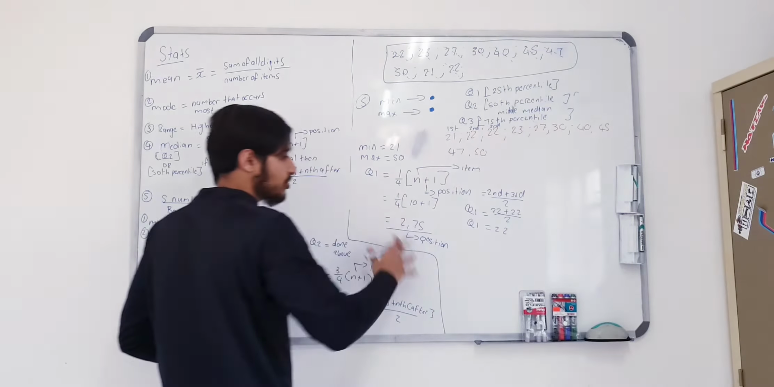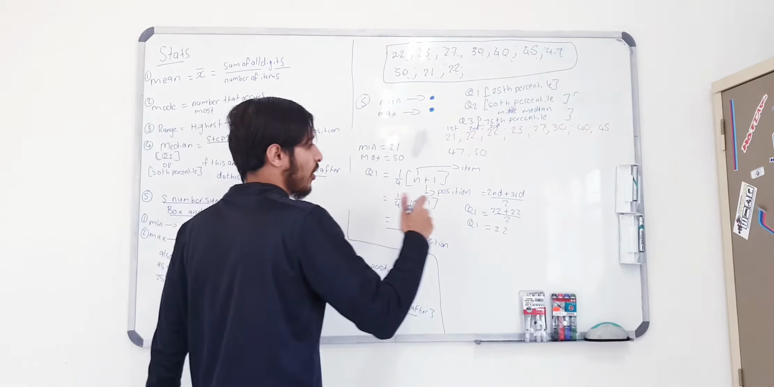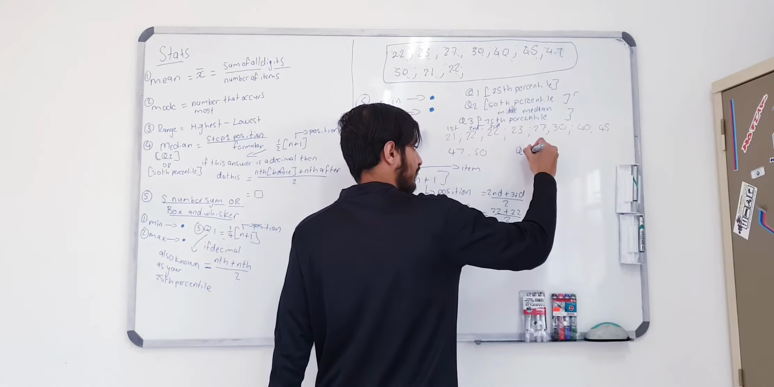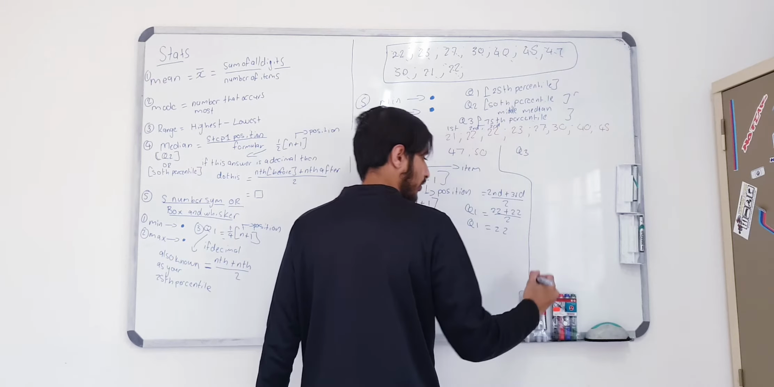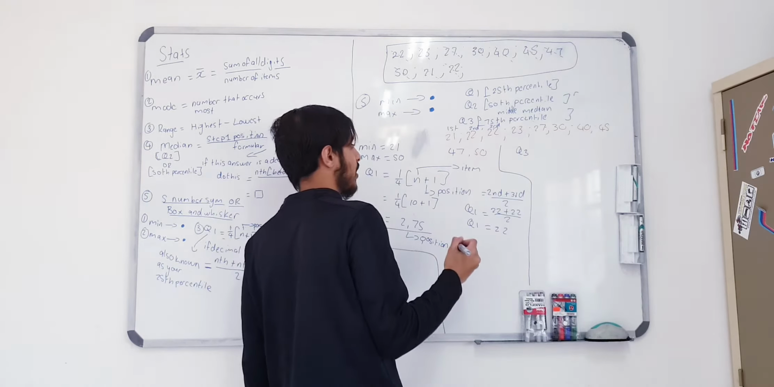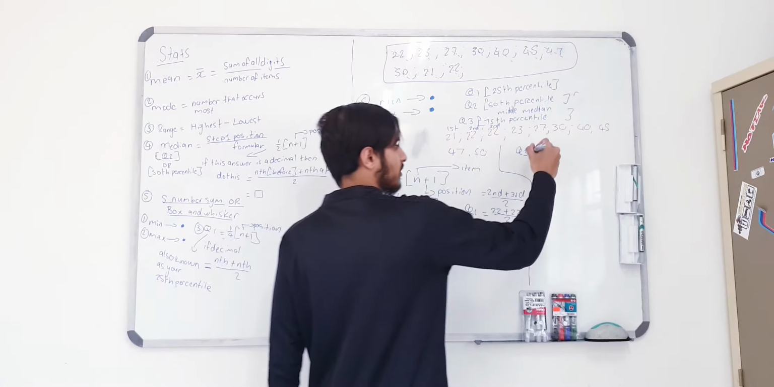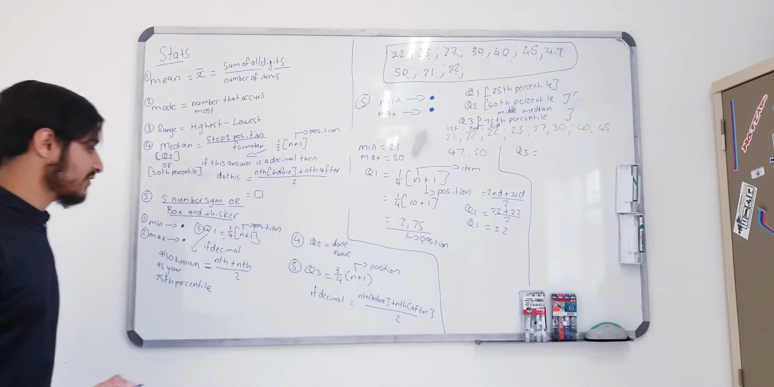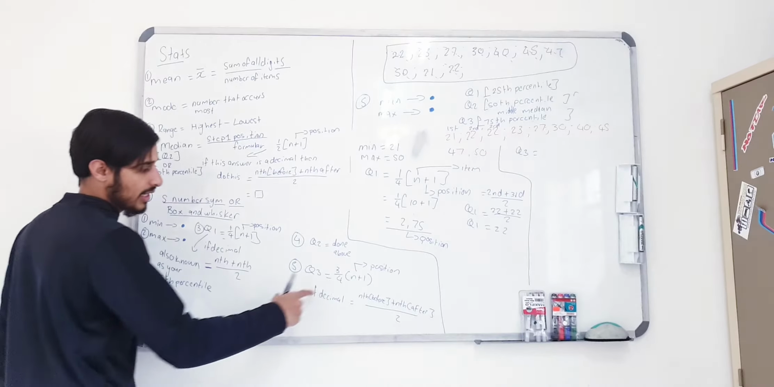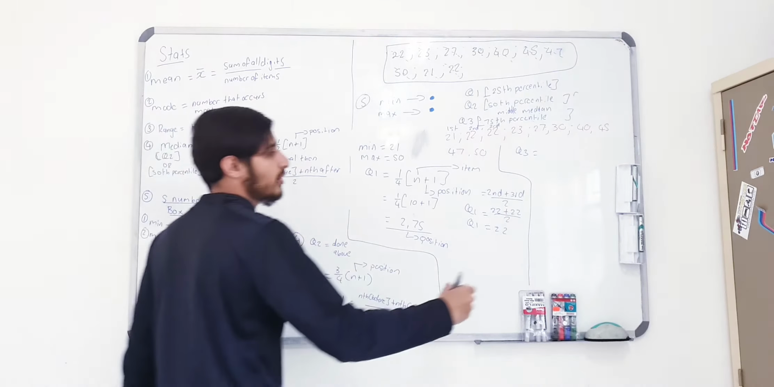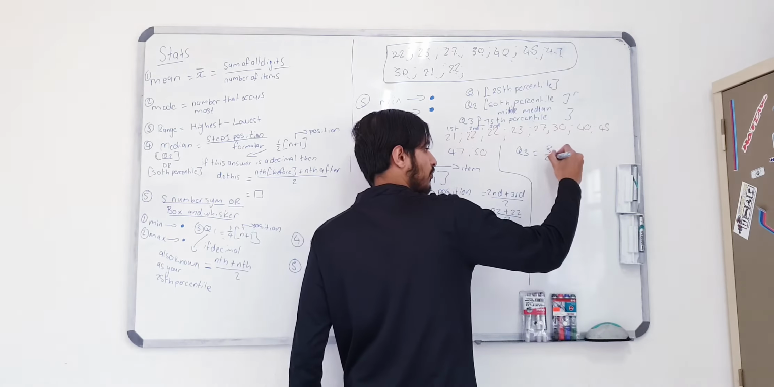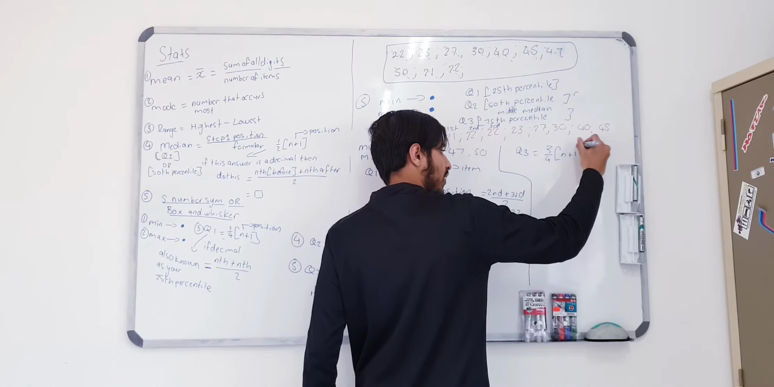Lovely. Now that you have that all there, you can go ahead and calculate your Q3. So what was our Q3, youngsters? What's my formula? Let's have a look at my formula for Q3. Here it is. It's 3 over 4 into n plus 1.